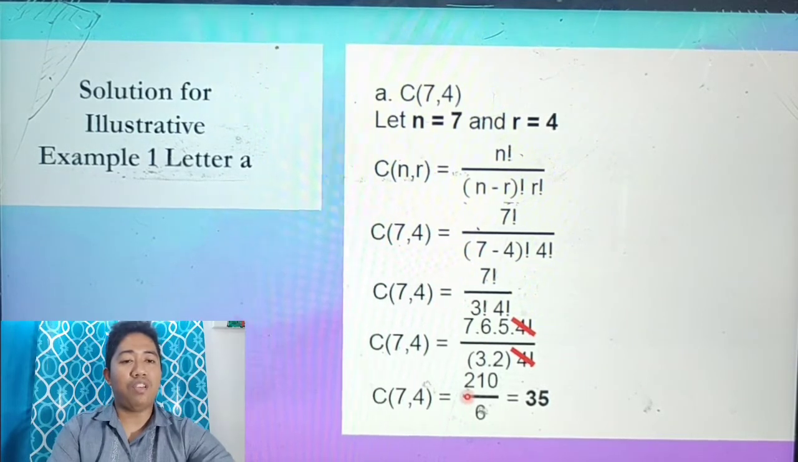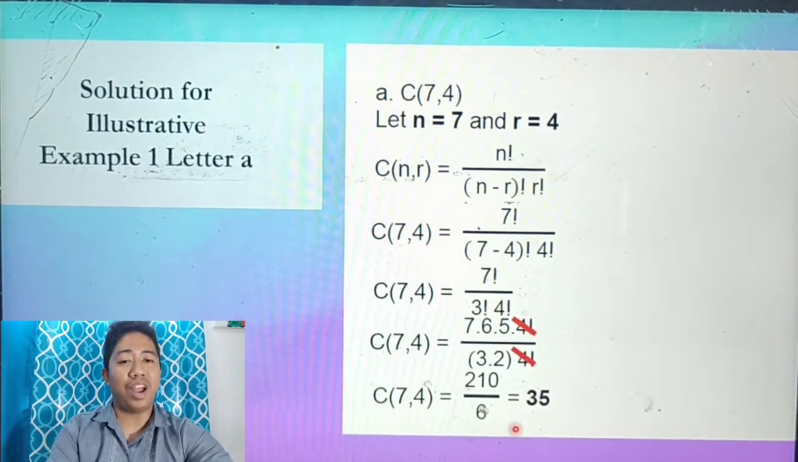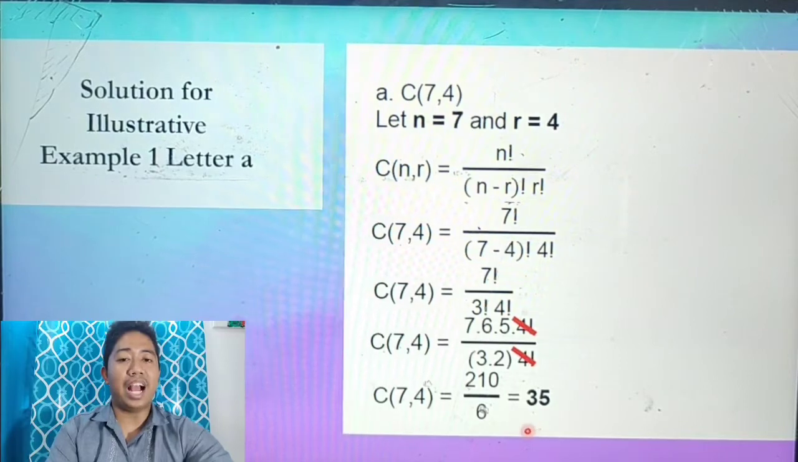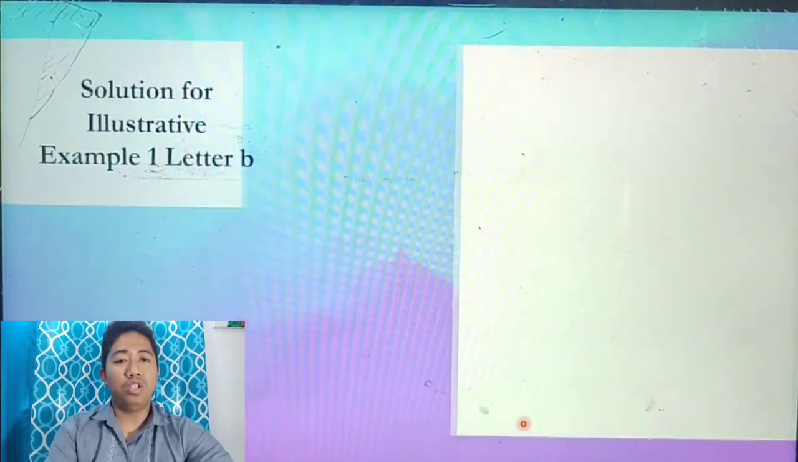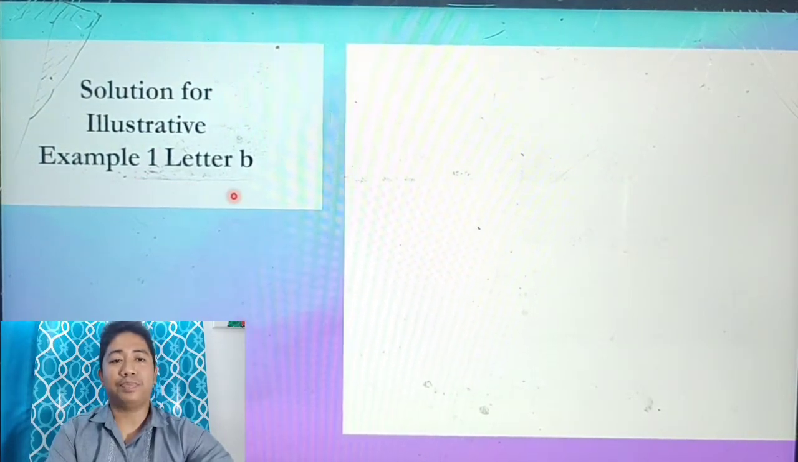So we get the quotient of 210 and 6, which is 35. That is the value of combination of 7 taken 4 at a time, and that is our final answer. So let's move on to our next solution, which is on the illustrative example number 1, letter B.